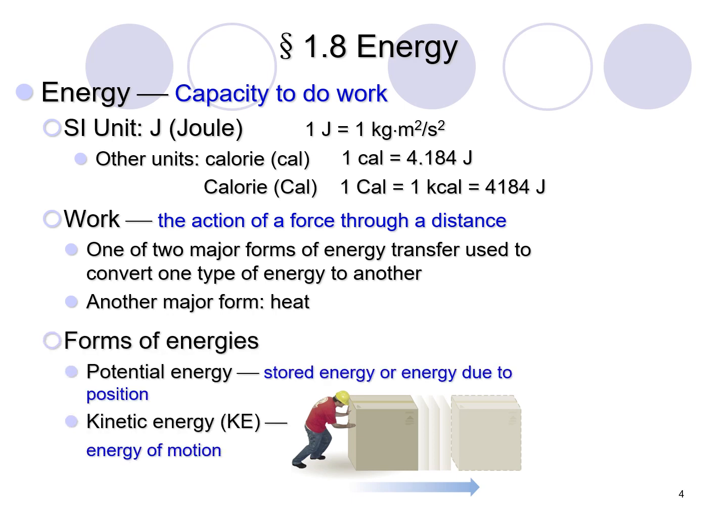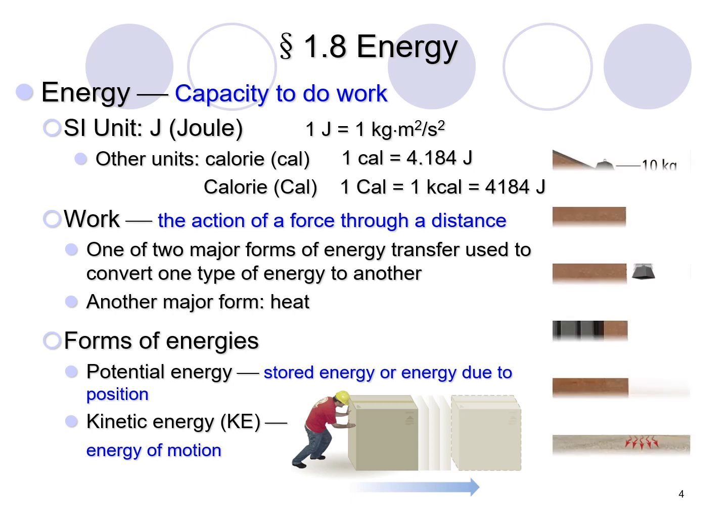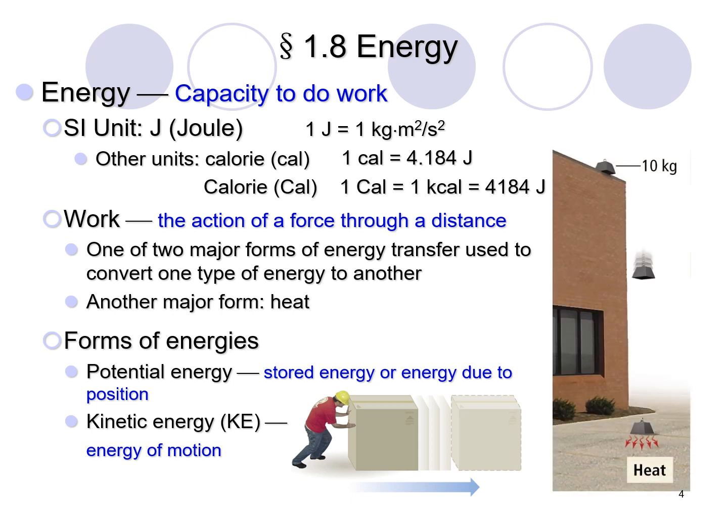There are many forms of energy. Two popular ones are potential energy and kinetic energy. Potential energy is stored energy or energy due to position. Kinetic energy is the energy of motion. Here, I'd like you guys to take a look at this example to see how one form of energy can be converted to another.